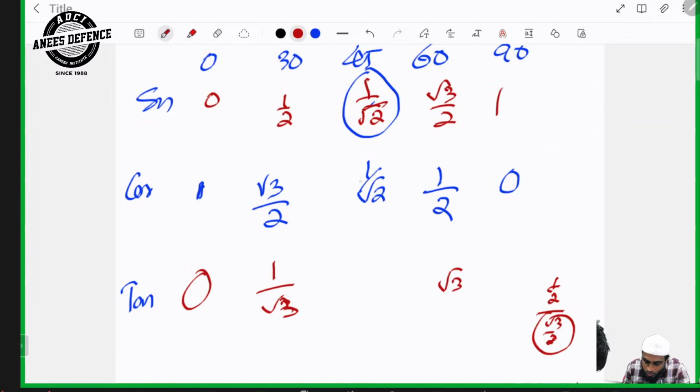What is the division of 1 by root 2 by 1 by root 2? Numerator is 1 by root 2, denominator also 1 by root 2. If both numerator and denominator are the same, when you divide, you will get 1.